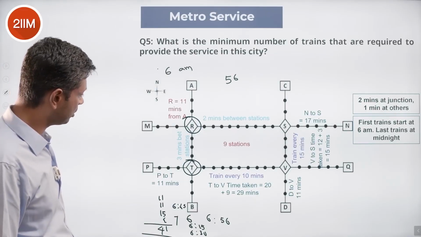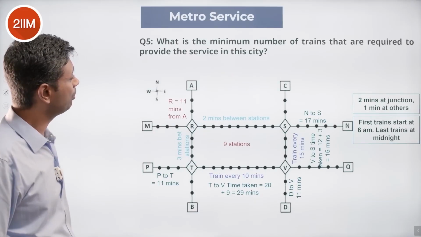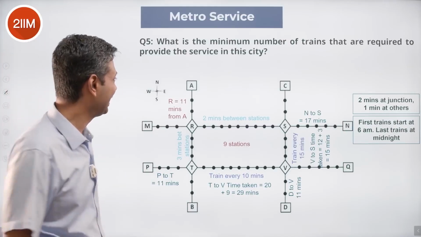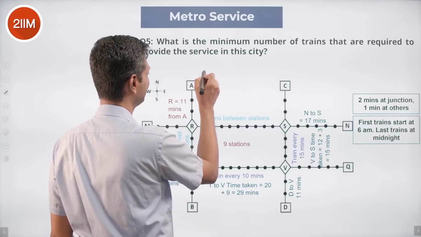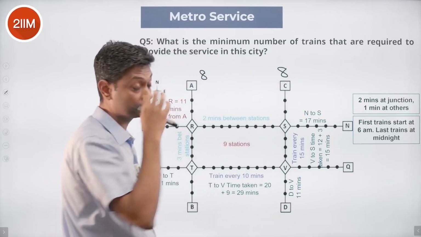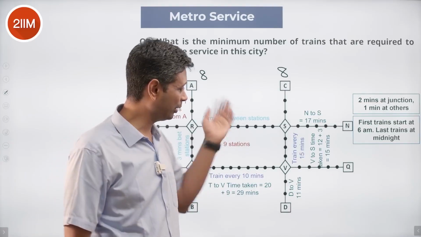What is the minimum number of trains that are required to provide the service in this whole city? The AB line is 8 trains. The CD line is 8 trains. These two we have done. If we can crack this, we are through. Multiply that by 2, we are through.